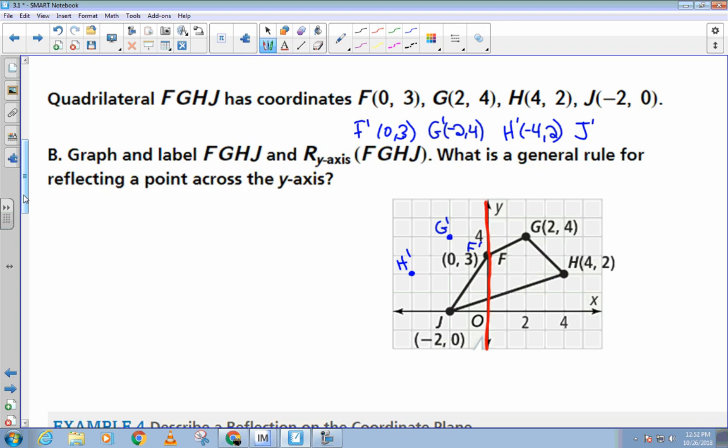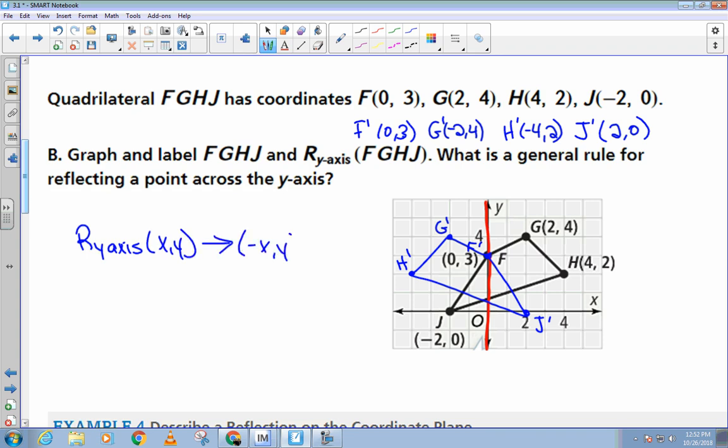What do you think is happening here? The x is changing, isn't it? Okay, so what do you think J is going to be? 2, 0, right? Well, let's check it. 2 to the left, we go 2 to the right, absolutely. It is 2, 0, okay? Alright, so I have reflected over the y-axis. So reflection over the y-axis of my coordinates, you change the x, but the y stays the same.